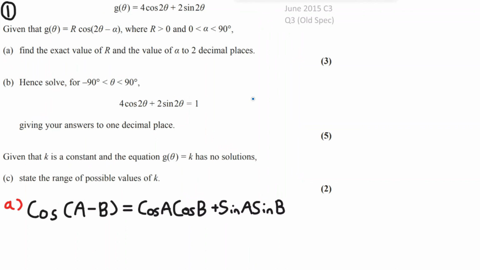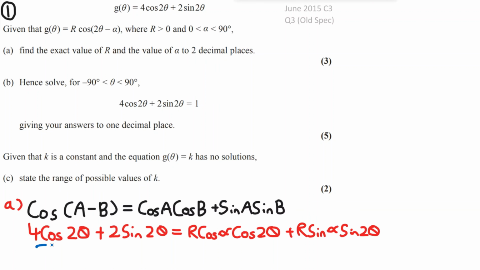So for part A, this is just a normal simplifying that we've seen before. We need to show that this can be written as r cos of 2 theta minus alpha. So we need to use the formula for cos of A minus B, which is cos A cos B plus sin A sin B. Therefore we can write 4 cos of 2 theta plus 2 sin of 2 theta as r cos of alpha cos of 2 theta, I've done the alphas first, plus r sin of alpha and then sin of 2 theta.